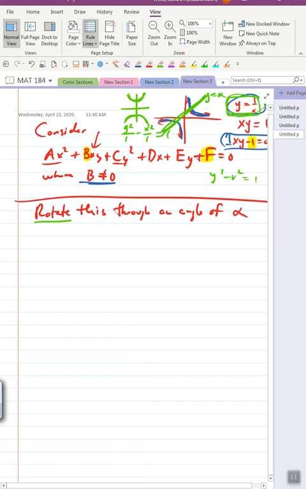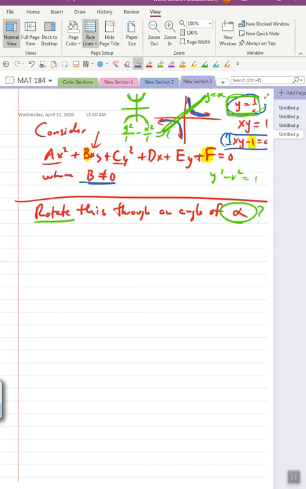Alright, what we're going to do is figure out how to rotate it, and the big question is, what is the correct angle? There is an exact correct angle that you need to rotate to figure out what this conic is when it's rotated into a more standard position. Alright, let's work through that real quickly. I'm not going to write all the detail out here.